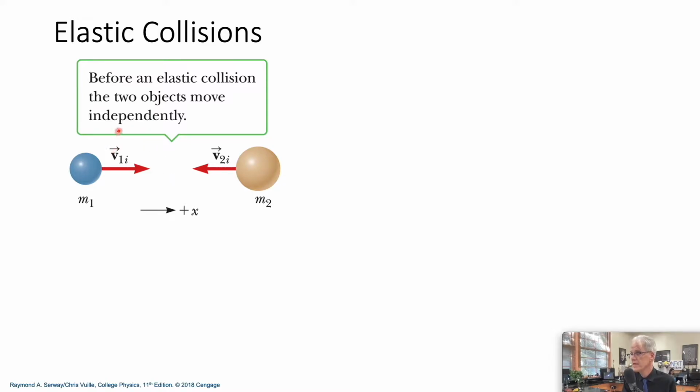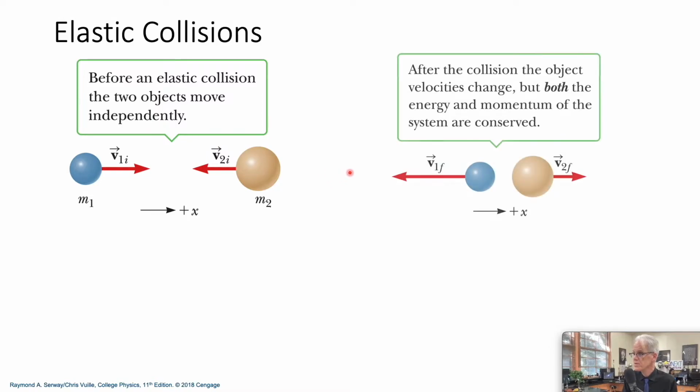They'll have a velocity before the collision. This is the velocity of mass 1, initial, or before the collision. This is the velocity of mass 2, before the collision. We're also showing our coordinate system here. These two objects will collide. After the collision, they'll bounce off of each other. This is the velocity of mass number 1 after the collision, or V1 final. This is the velocity of the second object, or V2 final, after the collision.